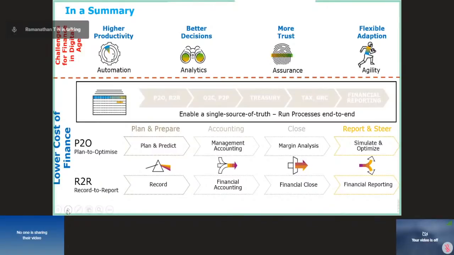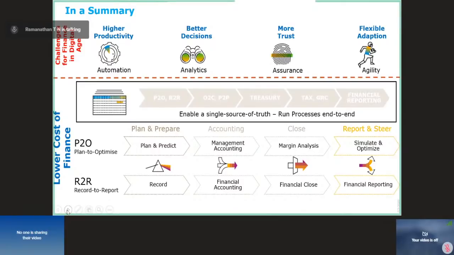So with all this, what is it that we are able to achieve? We are able to make sure there is a lower cost of finance to the organization. Of course, by adopting the best practices on those different process cycles as we talked about: plan to optimize, record to report, invoice to cash, treasury functions, finance operations, all those bits of it, right? Drilling down, which we saw in the session. So that sums up in terms of giving an overview.